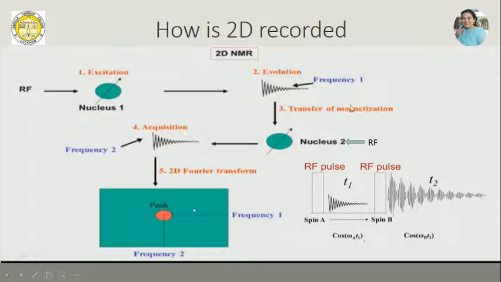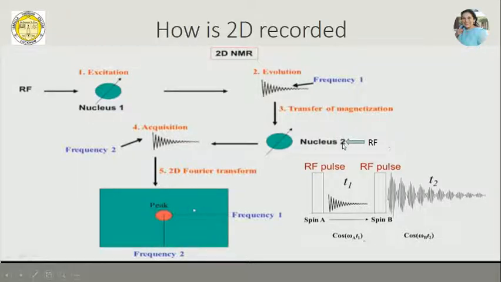After this is the difference in 2D NMR. After this relaxation has occurred, there is transfer of polarization to the coupled protons. And what happens? There is transfer of polarization along the Z axis to nucleus number 2. Now, once the polarization has been transferred from nucleus 1 to nucleus 2, the magnetization is along the Z axis.